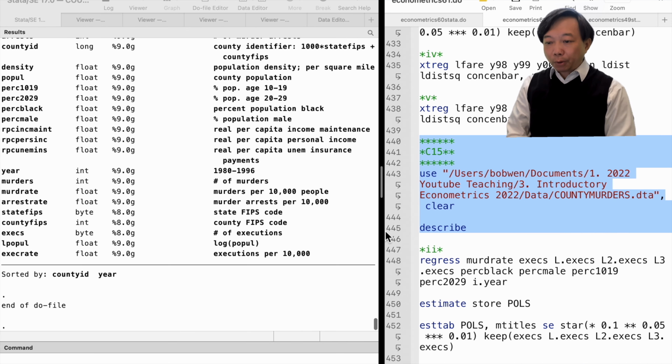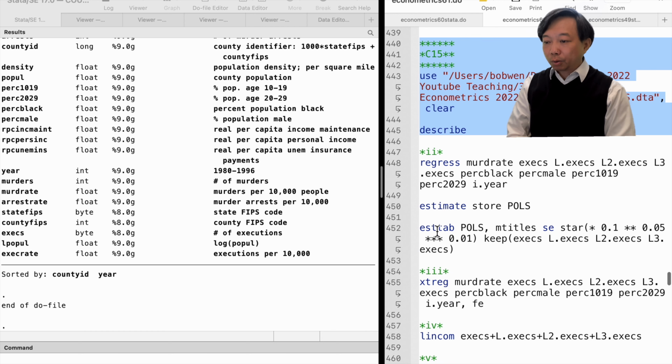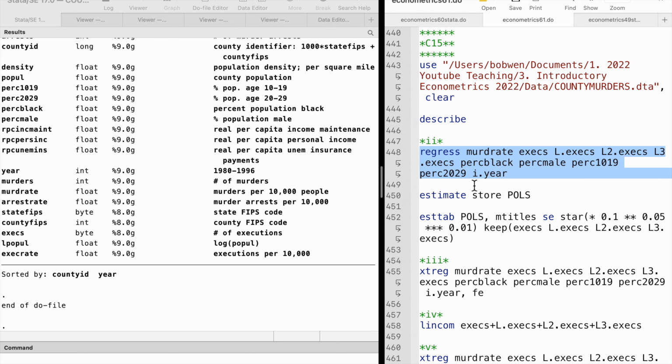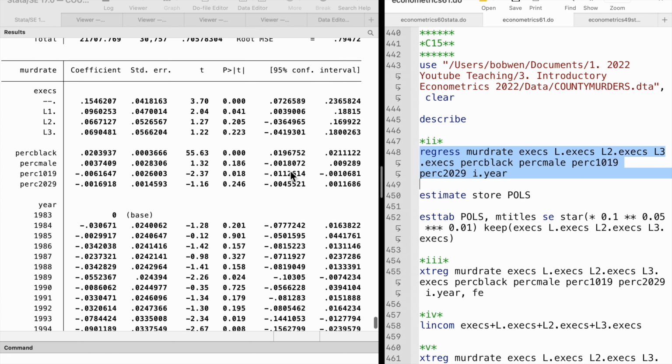We use the regress command to estimate the model with pooled OLS. The capital L operator indicates the lag term of the variable. L2 means the second lag of the variable. I report the estimates and the usual standard errors for delta 1 to delta 3. Remember to include time dummy variables to represent a different intercept for each time period.